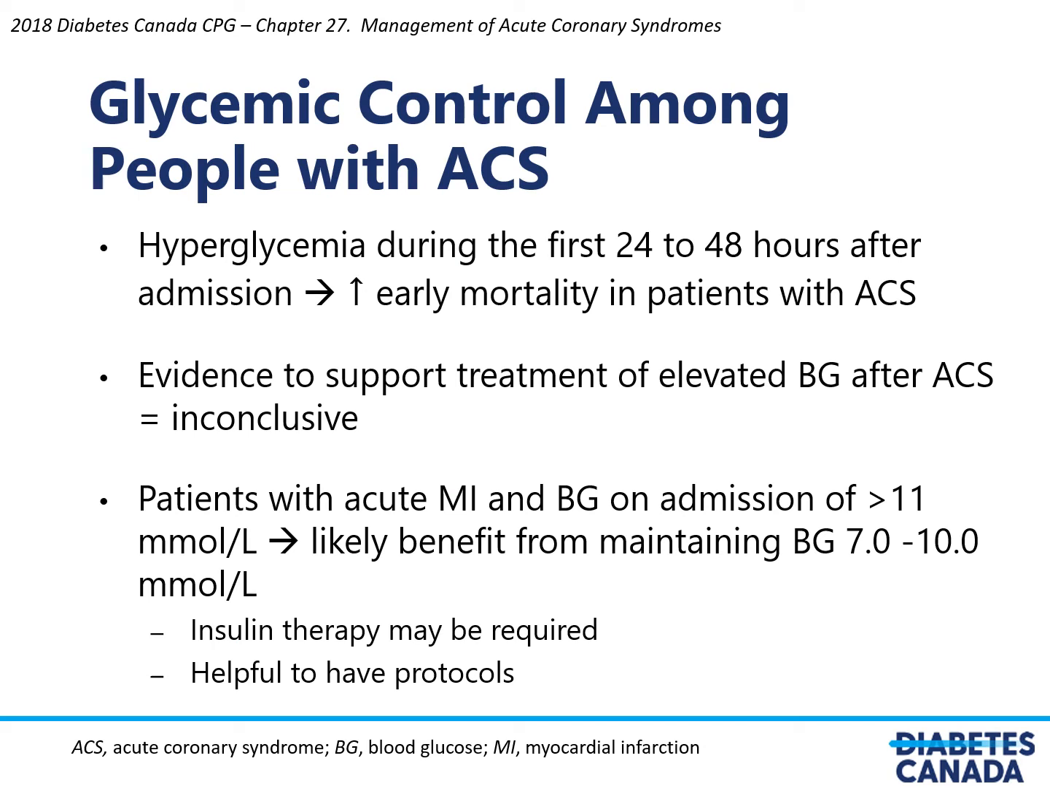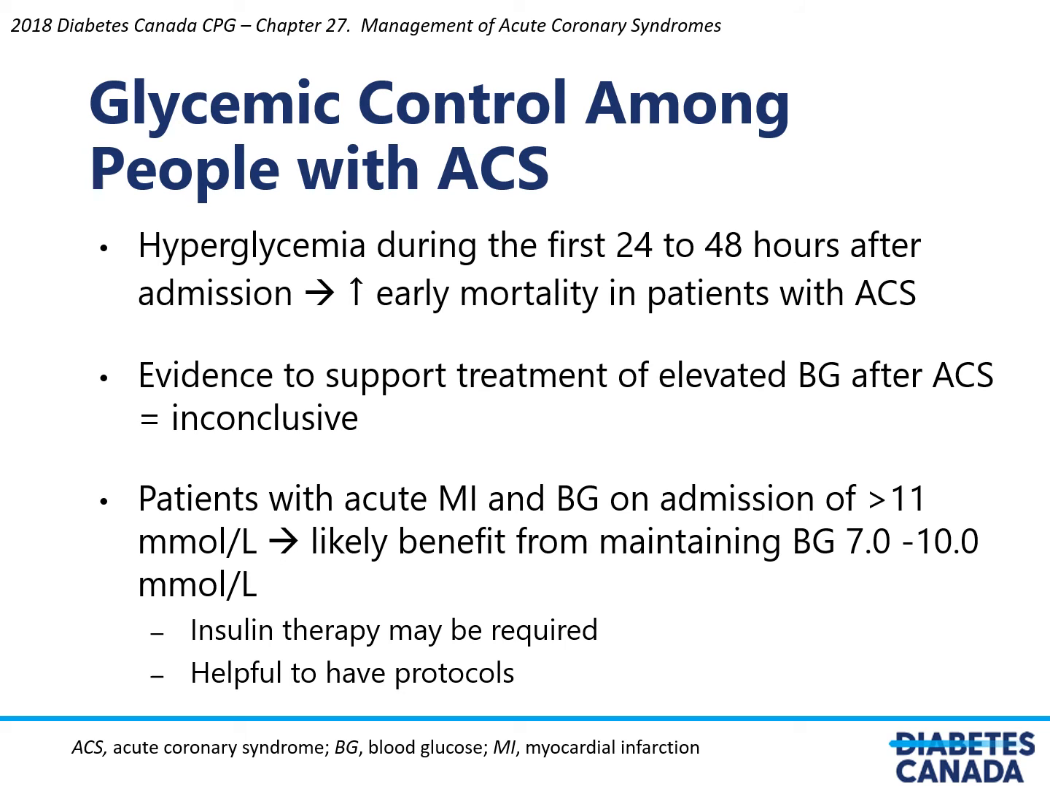So that addresses antiplatelet therapy, but what about glycemic control among people with acute coronary syndrome? Hyperglycemia during the first 24 to 48 hours after admission is associated with an increase in early mortality in patients with ACS. Evidence supports the treatment of elevated blood glucose after ACS. However, the exact modality of treatment is somewhat inconclusive.